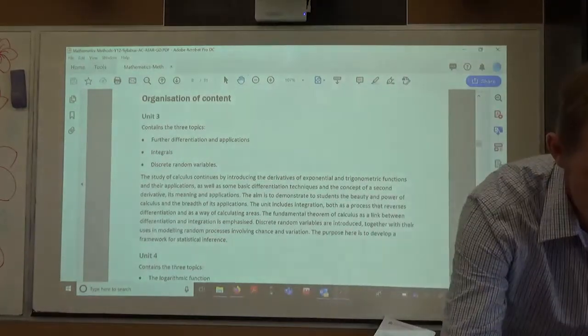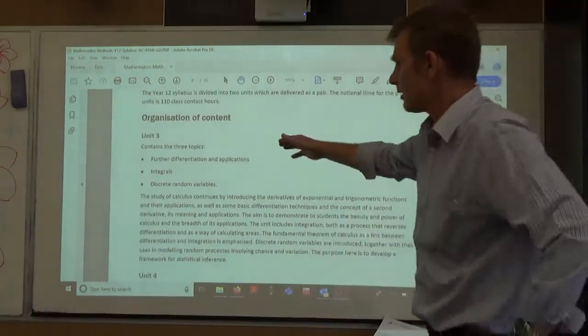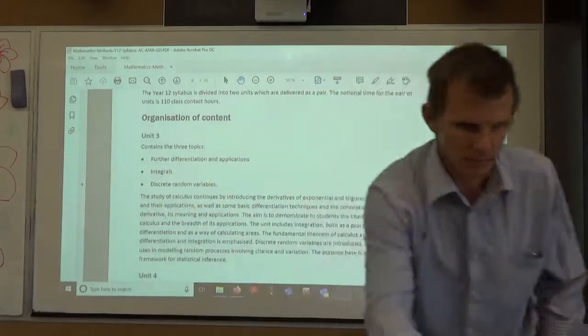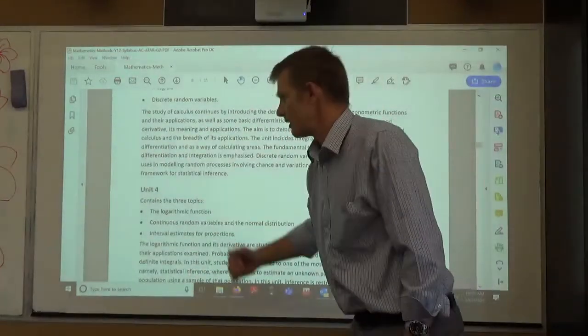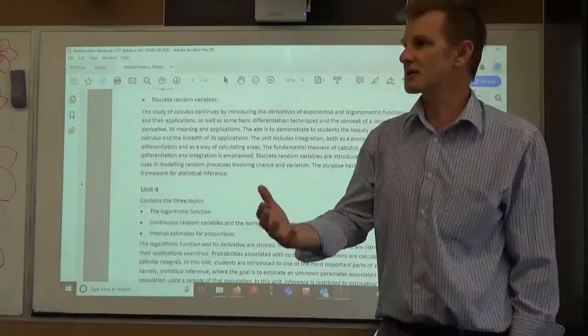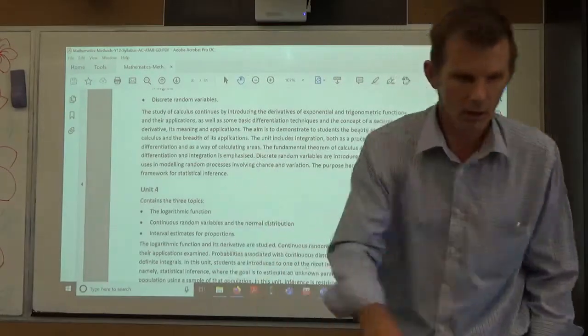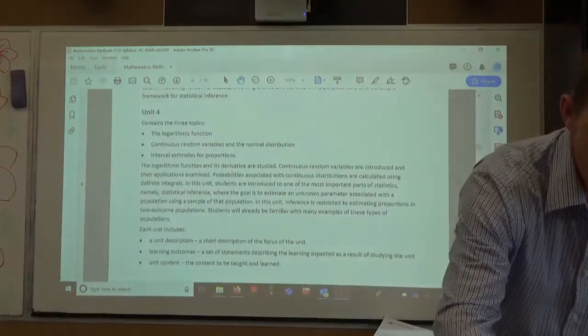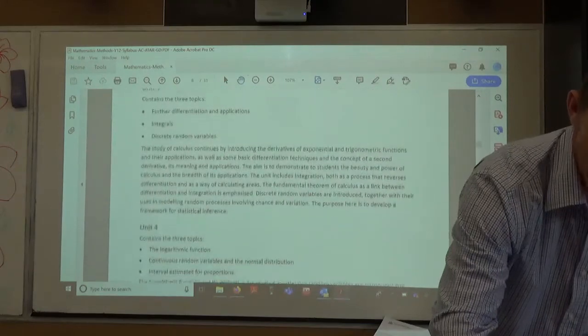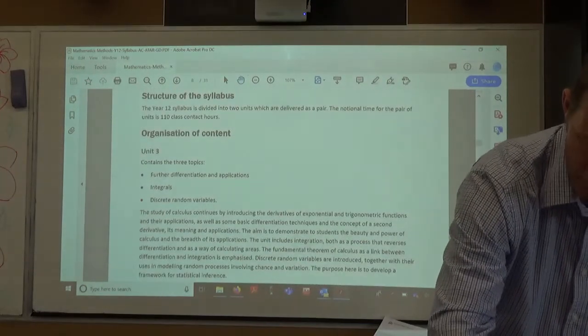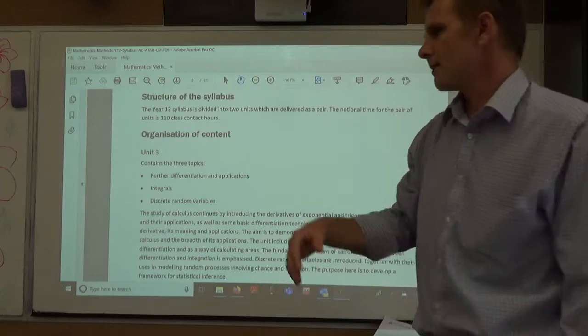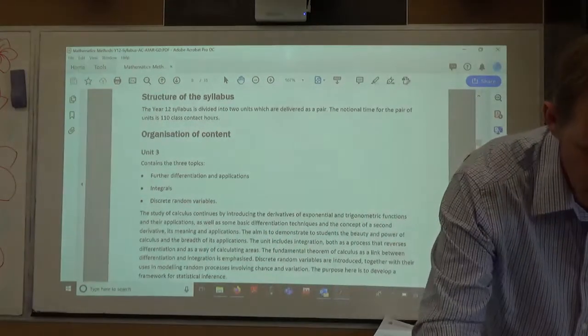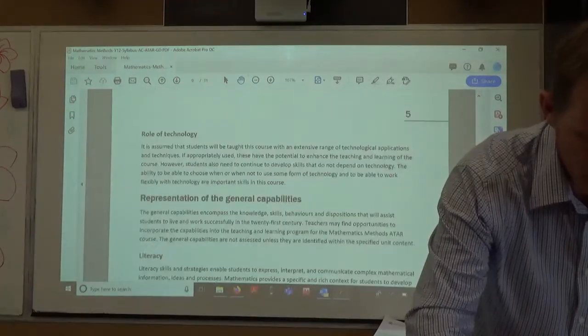Now, the organisation of the course. You'll notice Unit 3 here, three major topics. Unit 4, three major topics. So six topics across the year. And it tells you a little bit about each of these topics, a short little introduction about what's going on there. Don't get too worried, because when we get into the syllabus part, there's much, much more to know.